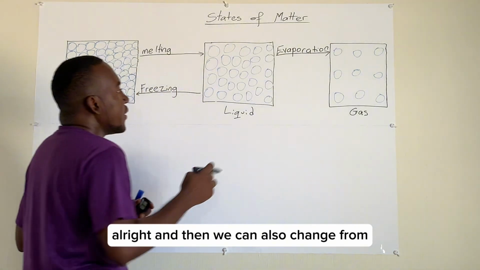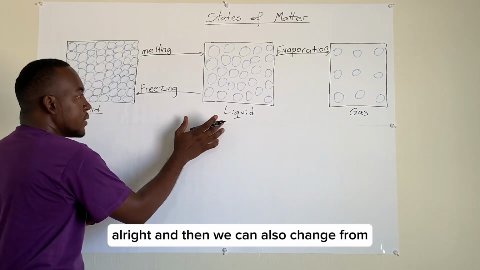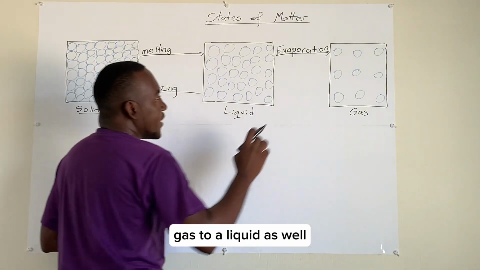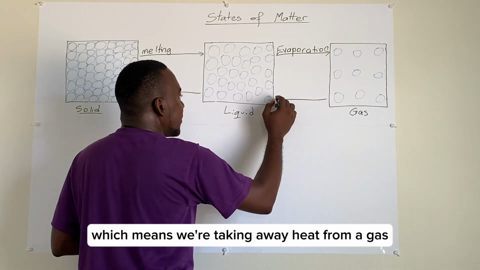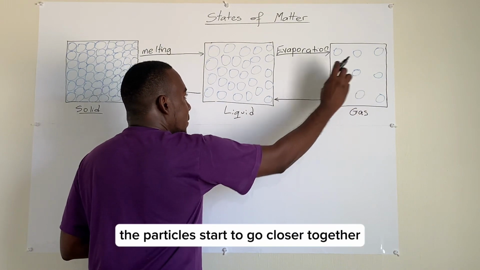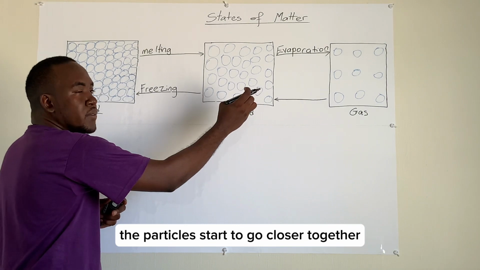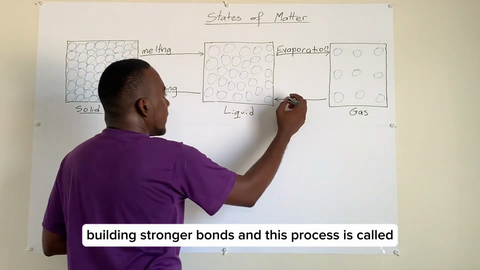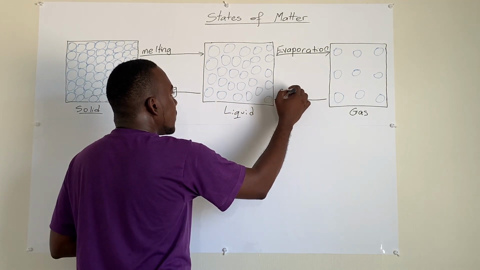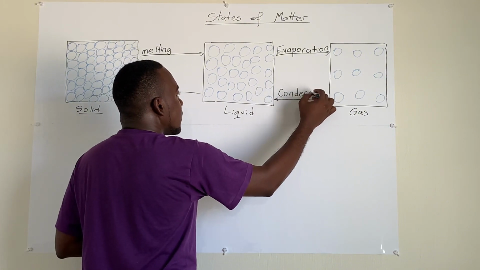Right? And then we can also change from gas to a liquid as well, which means we're taking away heat from a gas. So the particles start to come closer together, building stronger bonds, and this process is called condensation.